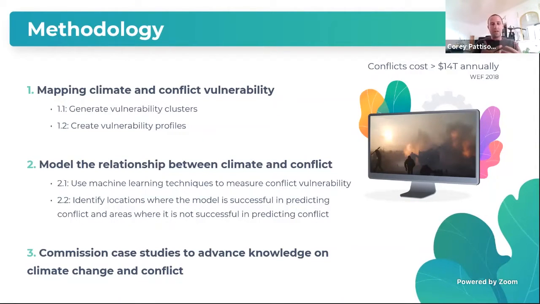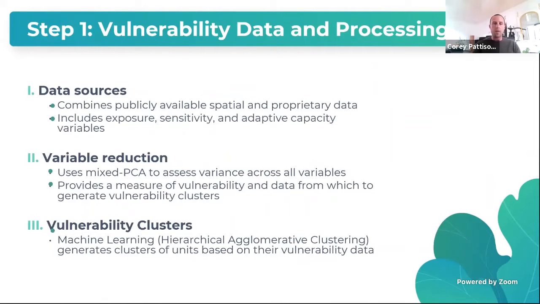And then we are going to commission case studies in the process of doing that to look at why we see variation across those three cases of where the model predicts accurately and where it doesn't, in both directions. The data sources, we're using publicly available spatial data. We're using a 3-part framework for vulnerability that comes out of effectively the IPCC approach to exposure, sensitivity, and adaptive capacity.